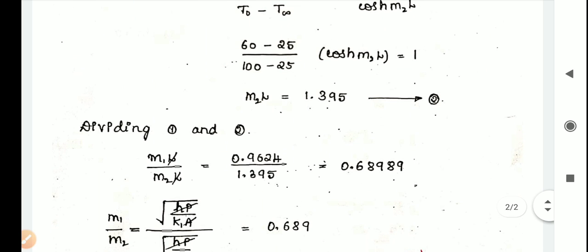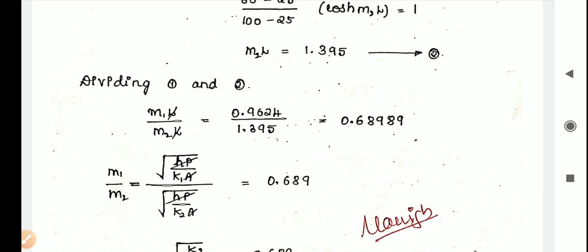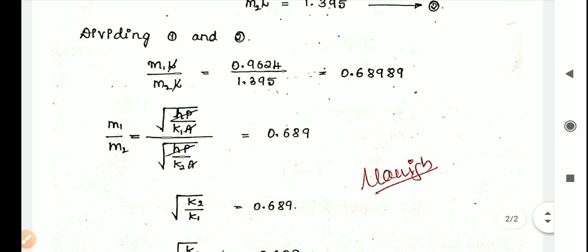Dividing equation 1 and 2, you will get m1 divided by m2 is equals to 0.9624 divided by 1.395, which is equals to 0.68989, right? So m1 divided by m2 is equals to 0.689, right? So m is equals to square root of hP divided by kA, right? So m1 is equals to square root of hP divided by k1A, and m2 is equals to square root of hP divided by k2A. Here k value for both the materials is different, right?